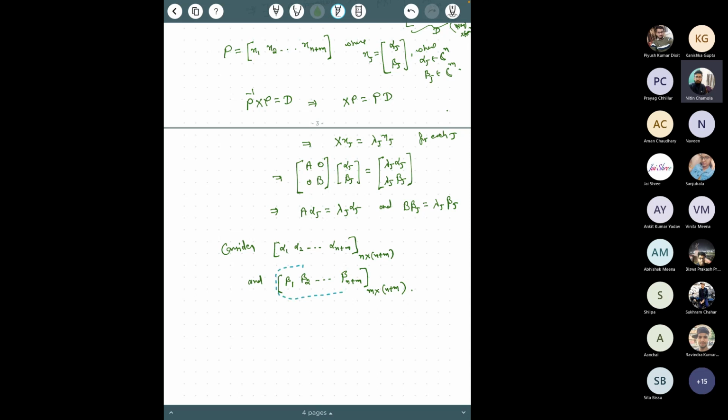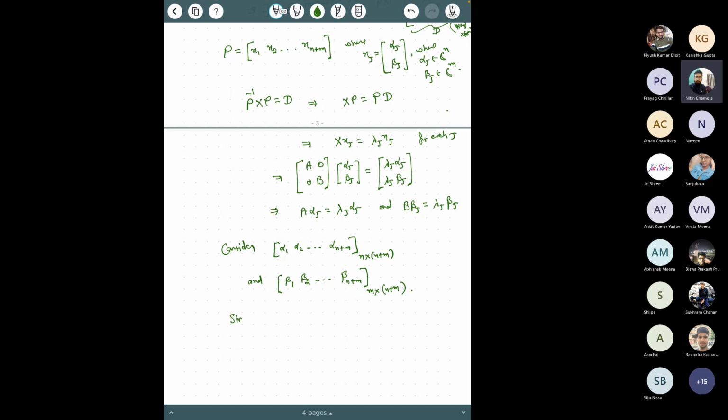Similarly for this, also, can we say that it's exactly n? Yes, sir. Why? Because we consider xj are linearly independent. So xj was split into alpha j and beta j, so they are also linearly independent. That's because of that, right?